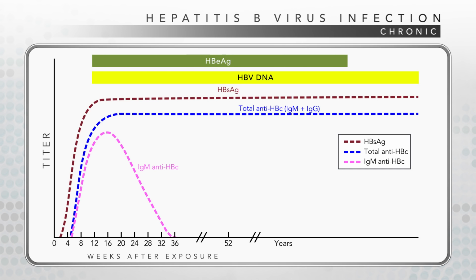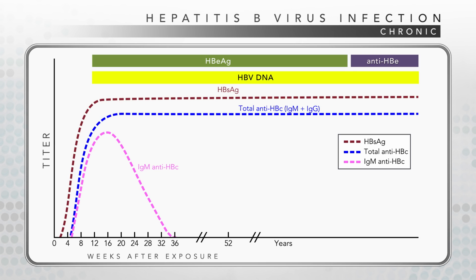Hepatitis B E antigen, HBeAg, shown in green, generally indicates higher levels of HBV DNA and thus greater infectivity. Presence of antibody to hepatitis B E antigen, anti-HBe, shown in purple, conveys just the opposite scenario.